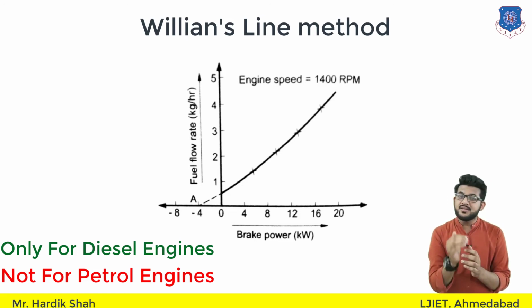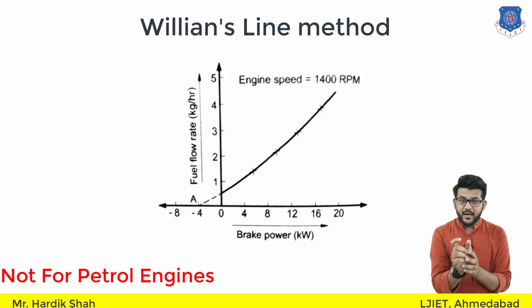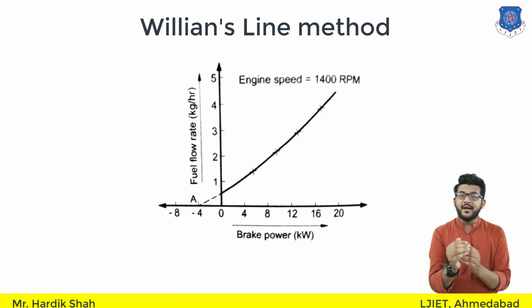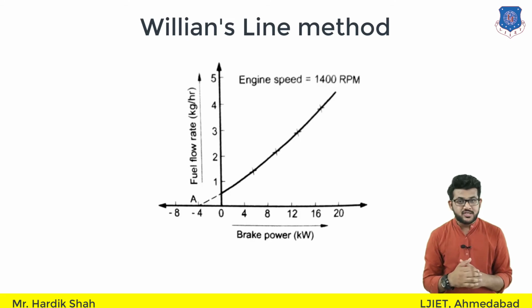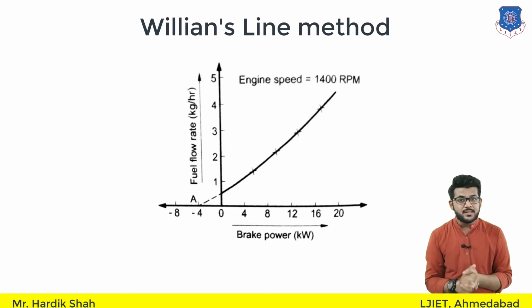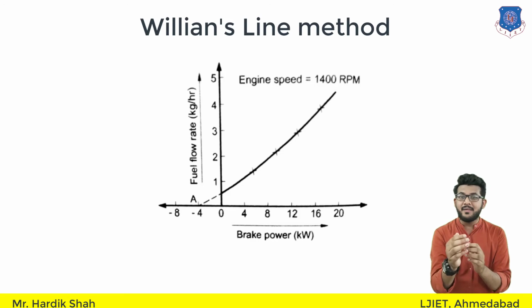If we use the same test for a CI engine, there is qualitative governing, not quantitative governing. Hence there will be a fixed amount of air entering the cylinder, no negative pressure, and no pumping losses occur. So we get a relatively closer value to the actual value of the frictional power. The errors are minimized in the CI engine. That's why we are using the Williams line method in a diesel engine.